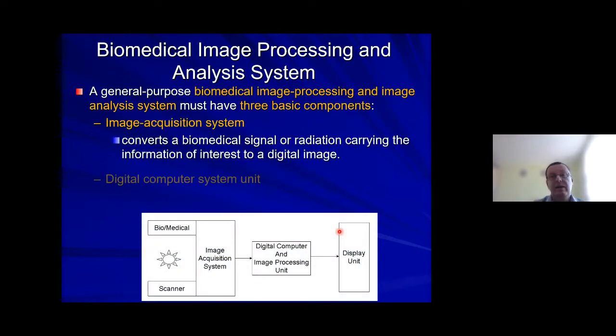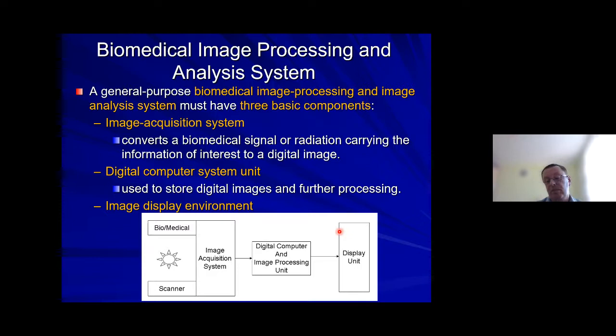So if we consider any modern medical diagnostic equipment which is dedicated to creating a medical image, it will usually consist of 3 parts. First of all, the image acquisition subsystem, whose major aim is to convert the biomedical signal or radiation carrying the information of interest to a digital signal, practically an electrical signal, which in absolutely most cases in modern times is digitized and represented in the form of digital data.